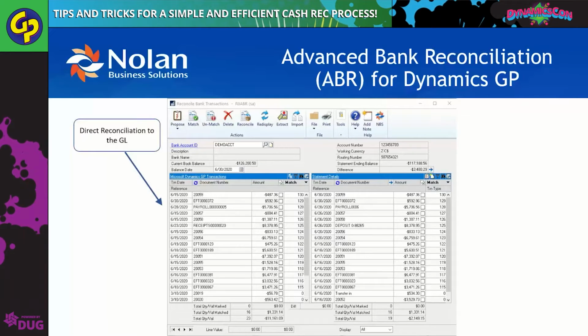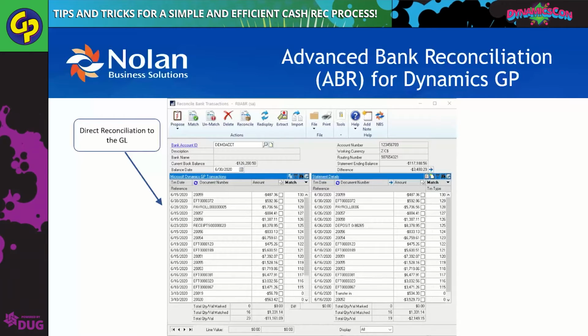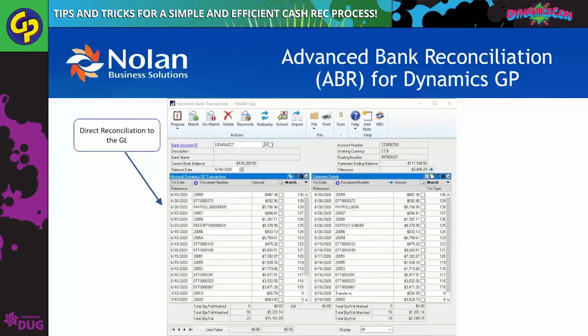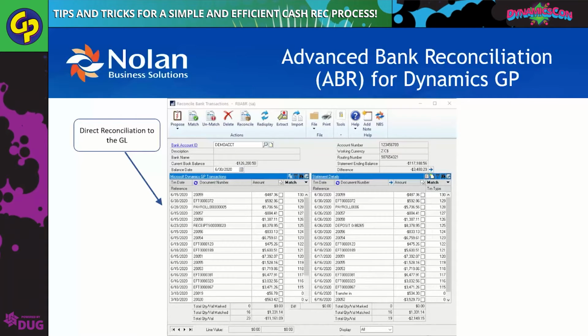On the GL side, we do a direct reconciliation to the GL account. This means that if you need to enter or integrate cash transactions from an external system, such as a payroll, credit card, or cash sales, you don't have to jump through hoops in order to record this in GP as a checkbook entry. You can simply enter or import as journal entries. And as far as ABR is concerned, it doesn't matter where the GL entry originates from. If it's in the GL, it needs to be reconciled.